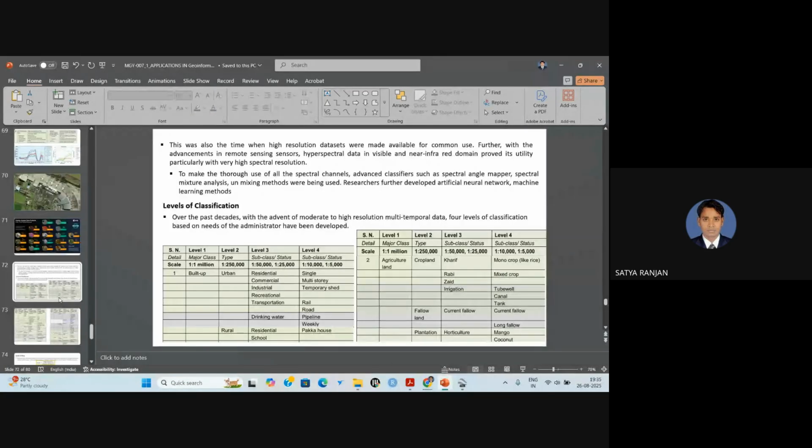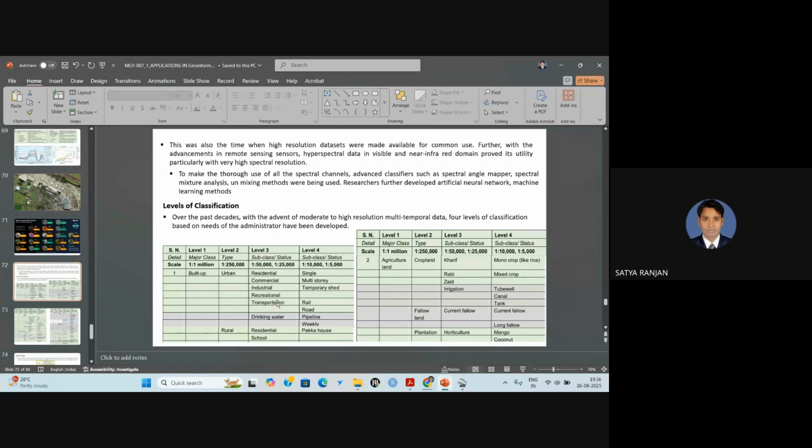Then levels of classification. Based on the scales, there are 4 levels of classification of land use. Suppose there is a forest area. If there is a large scale map, in the large scale only forest can be classified. Then level 2 at 250,000: what the forest is used for, whether it is a protected forest or reserve forest, you can classify.